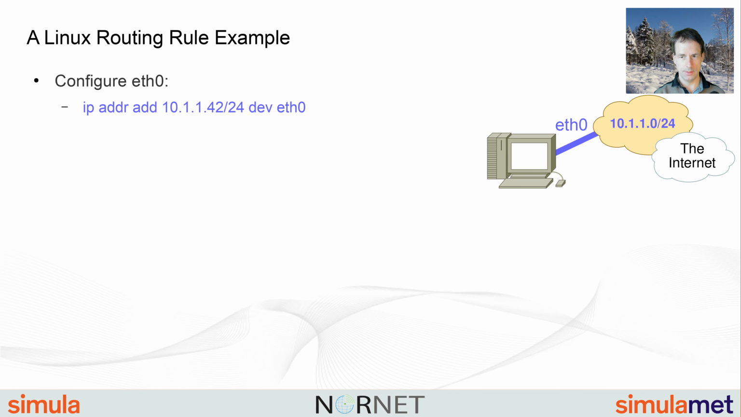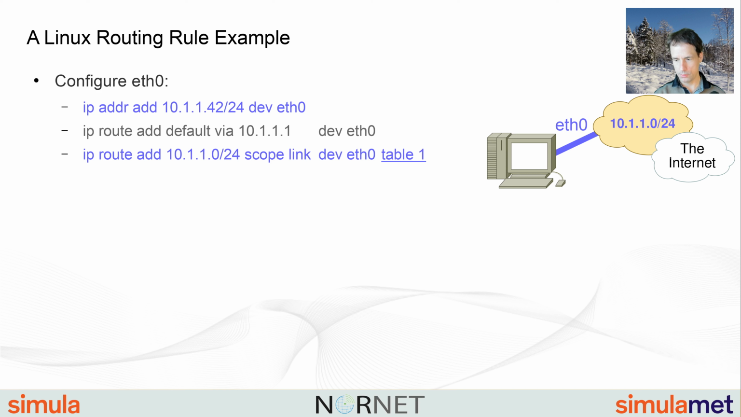We give the Ethernet interfaces now addresses: 10.1.1.42 in a /24 network for Ethernet 0. We configure a default route, here in this case to 10.1.1.1. And now we want a separate routing table. Call this table number 1. Since this table number 1 is empty, we have to define a route with scope link first and then add a default route as above. So now we have, in addition to the main routing table, a table number 1.